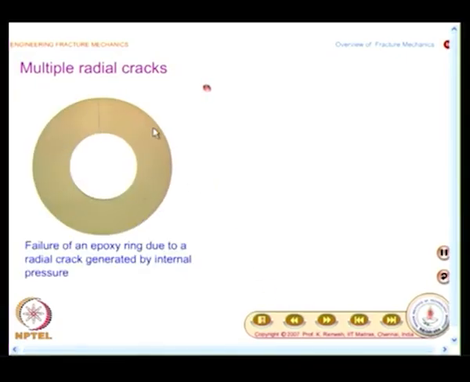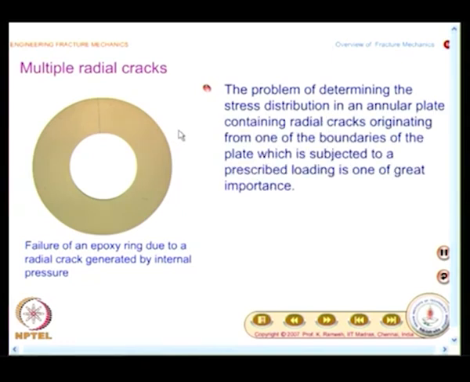We would take up another important problem which you come across in engineering, where you have essentially an annular plate, and in this plate, what is done is you insert an oversized rod. By that you are introducing a pressure on the inner surface, and what was observed was you find a crack progressing in a radial direction and the whole specimen got fractured.